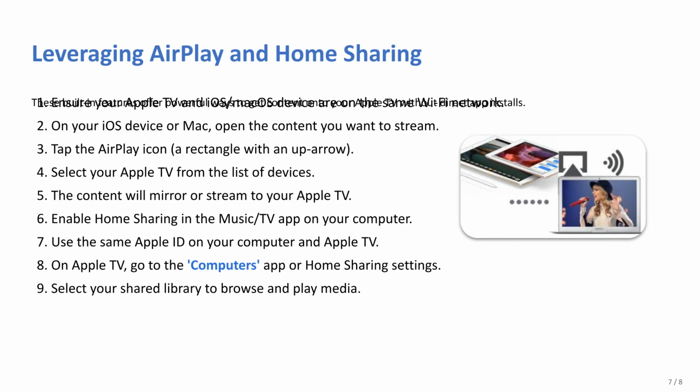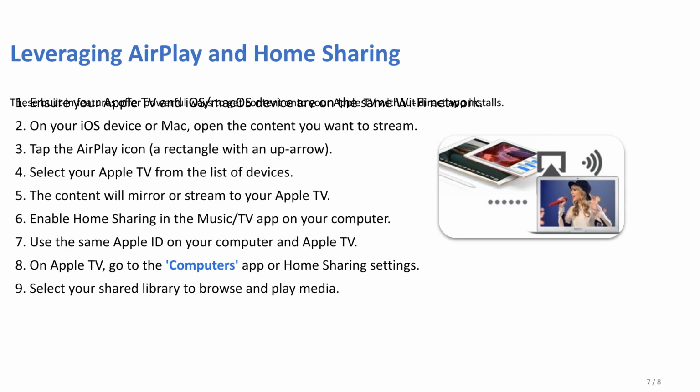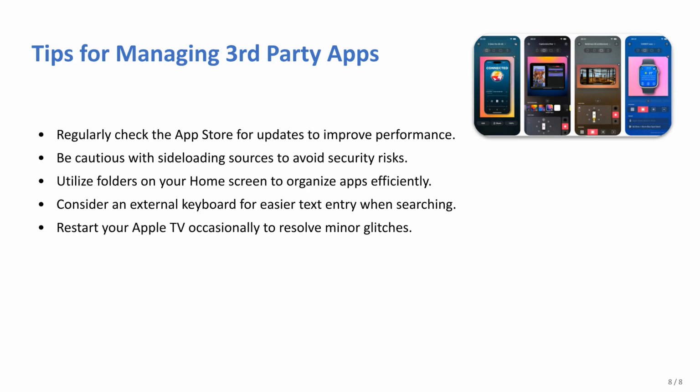To use these features, ensure your devices are on the same Wi-Fi network. For AirPlay, simply tap the icon on your source device and select your Apple TV. For home sharing, enable it in your computer's music or TV app, then access your library through the computer's app on your television. To wrap up, here are some tips.